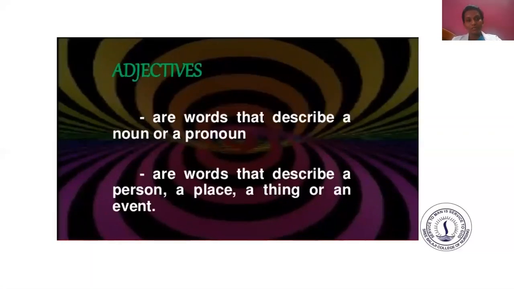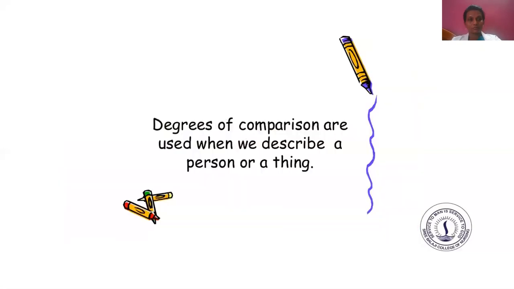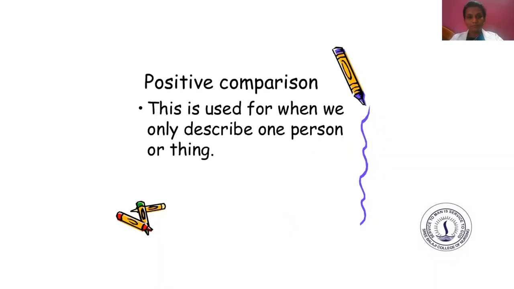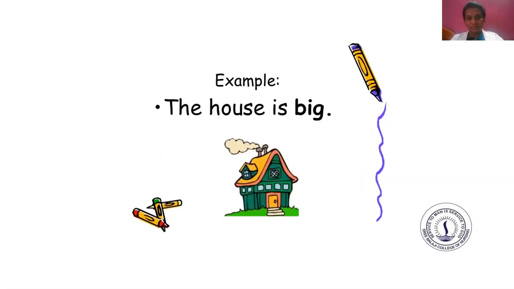And I taught you what is adjective. Adjective is nothing, it is a describing word. It describes a noun or a pronoun. And we saw what is degrees of comparison. It is when we describe a person or a thing. And we have seen some examples of positive degree: fast, slow, big, and small. This is used for when we only describe one person or a thing, I said, and we saw some examples of it.